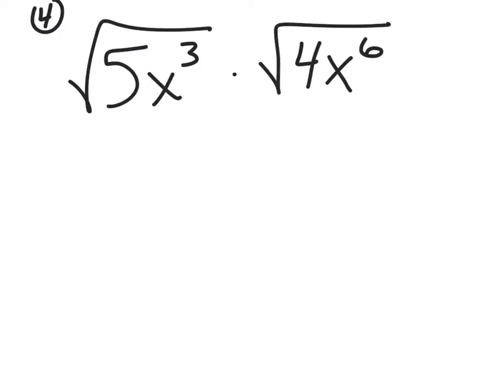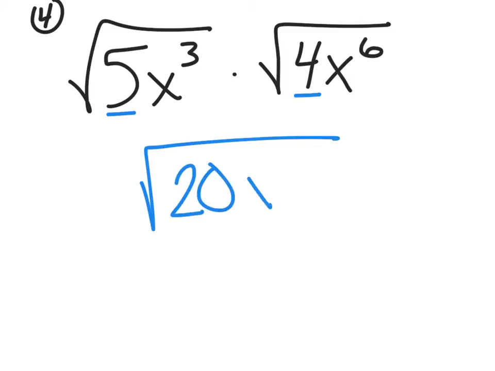All right, example 4. Now all we did was throw some variables under there, and we're still going to apply the same property. Multiply the insides, multiply the outsides. So outside, again, I technically have 1. Inside, my 5 times 4 gets me 20. And when I multiply, remember, I add exponents. So I'm going to say that's x to the 9th.